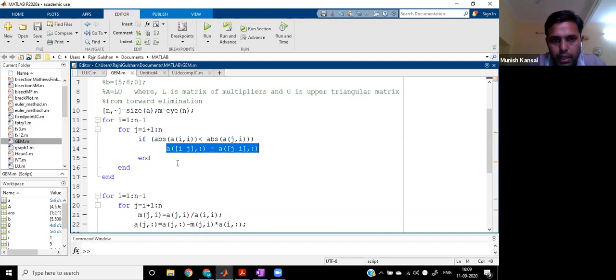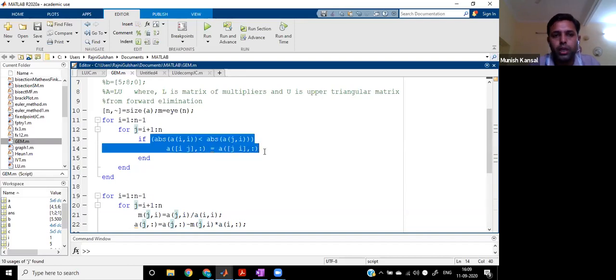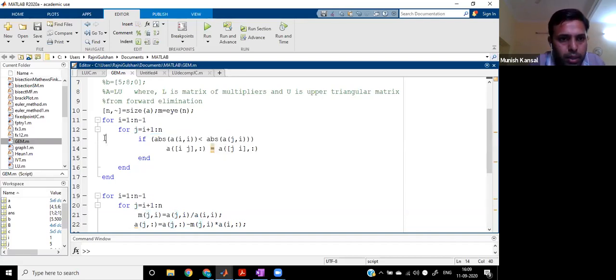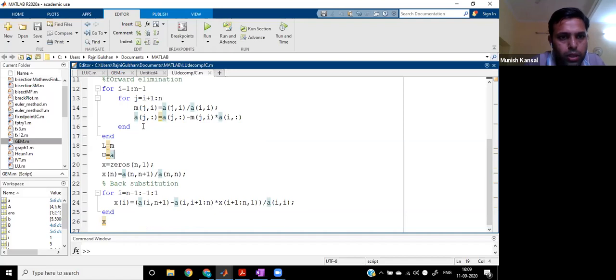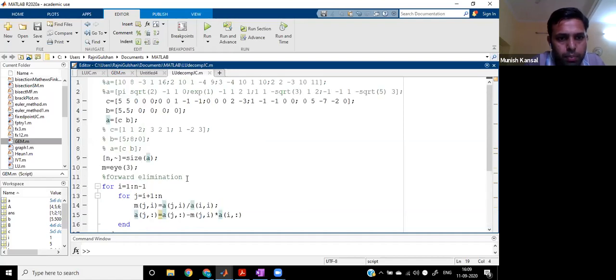ये command क्या करती है? This will just interchange ith and jth row, right? If I write down here 1 2, so it will replace 1 and 2 row with the 2 and 1 row, right? So 1 and 2 rows will be interchanged. So this is the additional command that you have to put in this program, right? So let me just copy this, and you now try to find out the solution using pivoting, right?